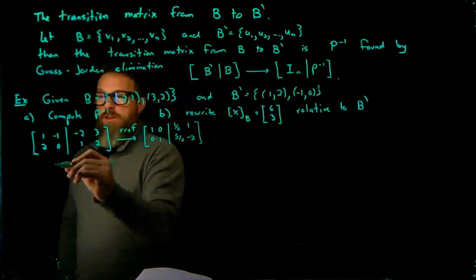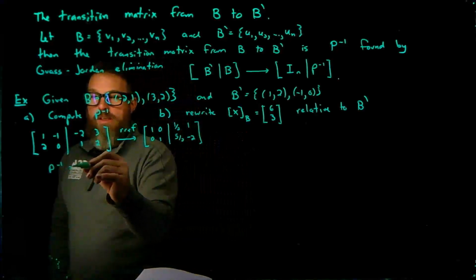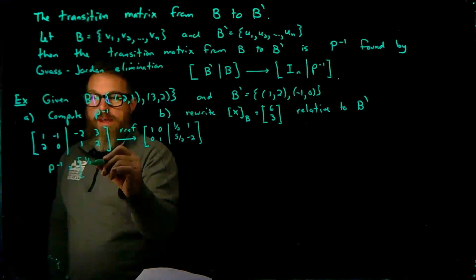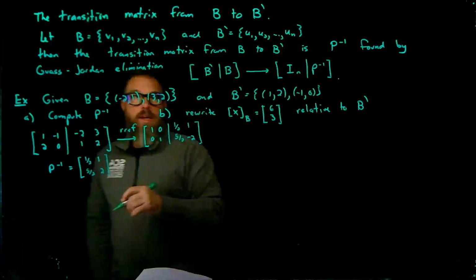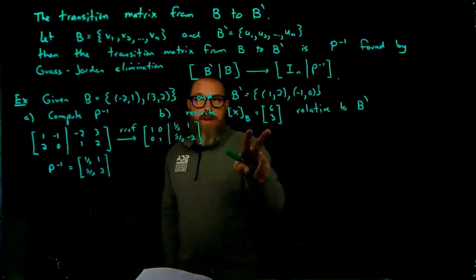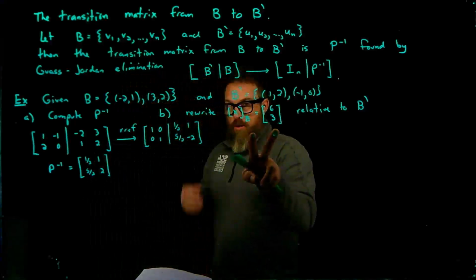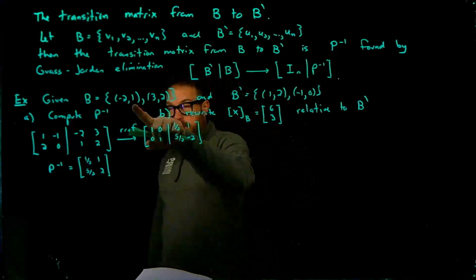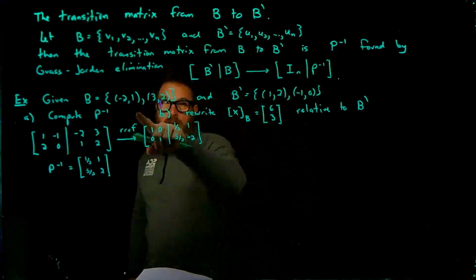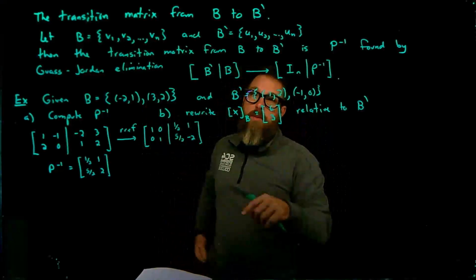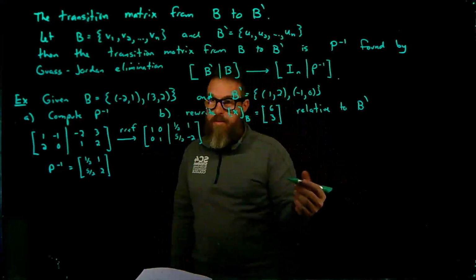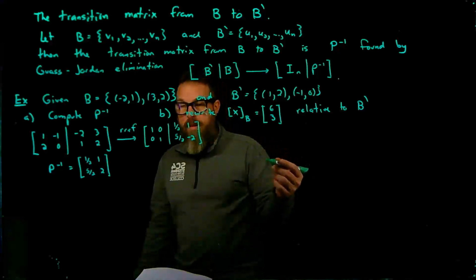So what that means is our transition matrix P inverse is simply this matrix, 1/2, 1, 5/2, 2. Now part B asks us to rewrite this vector, which is in terms of this basis, relative to this basis instead. So these are the coordinates relative to B. I want to know the coordinates relative to B prime. So I know I can do that simply by matrix multiplication.